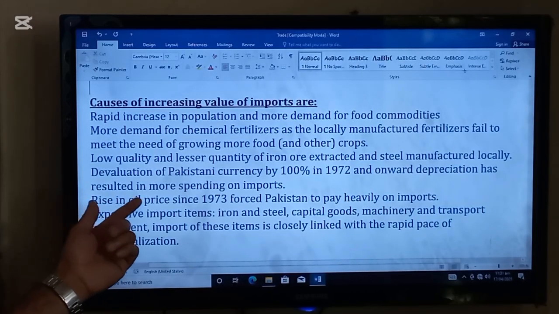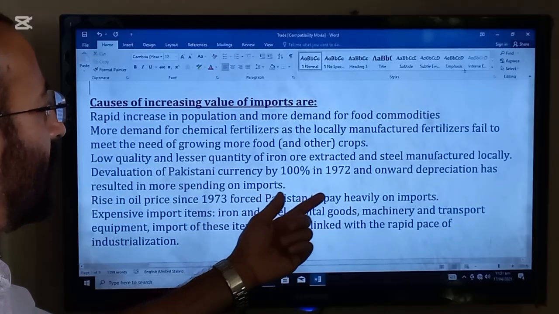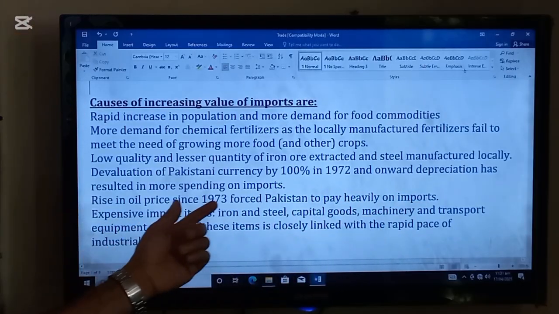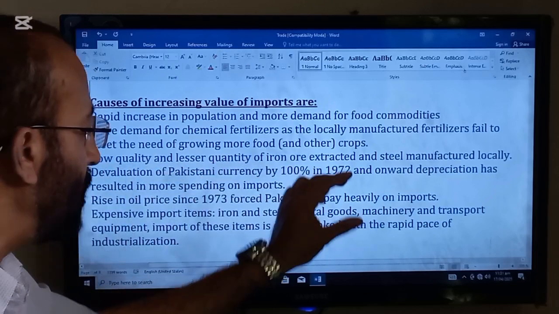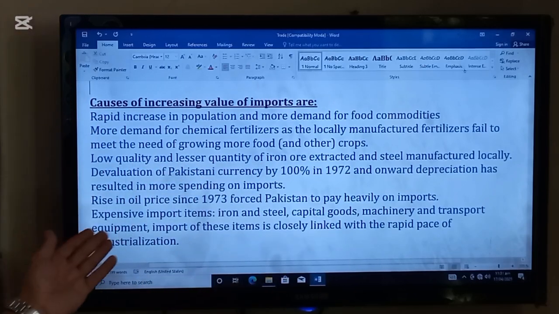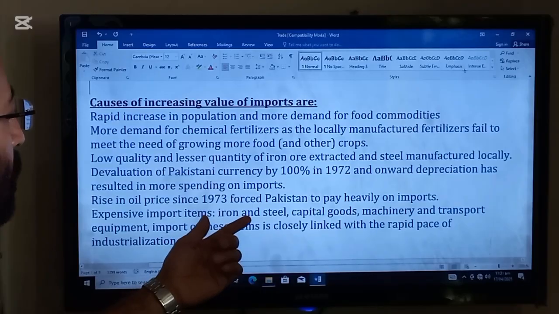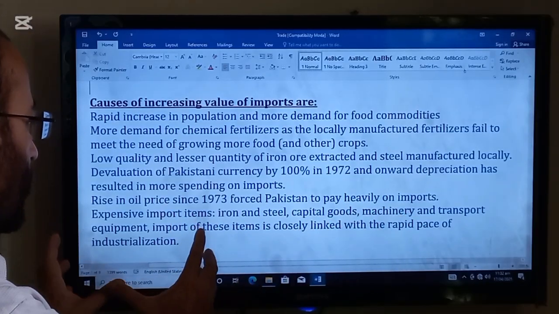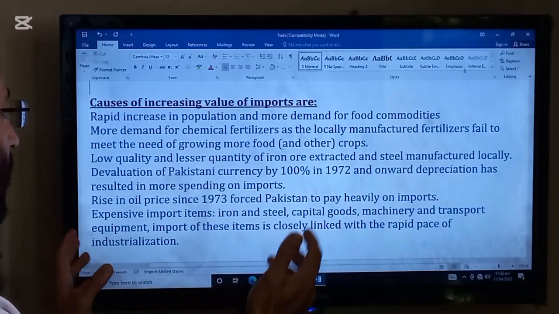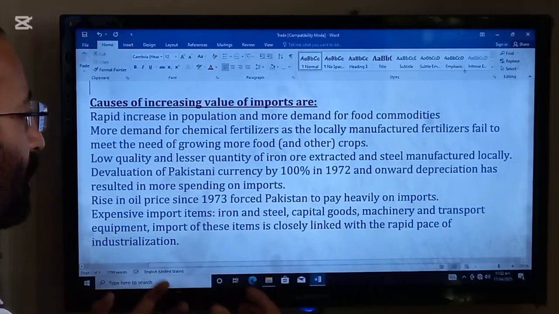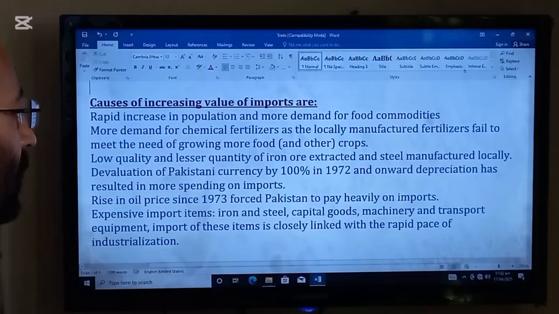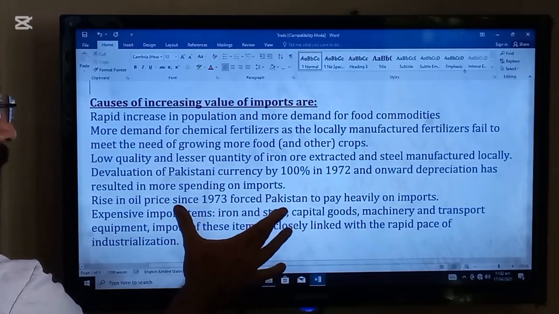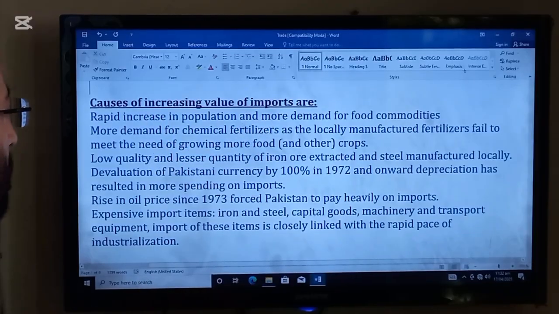Next point is devaluation of the Pakistani currency by 100% in 1972, and onward depreciation has resulted in more spending on imports. So this is the major reason. Next is rise in oil price since 1973, which forced Pakistan to pay heavily on imports. So this is another reason: oil prices are increasing and we have to import a very huge quantity of oil products. So this is the major factor in our import bill.